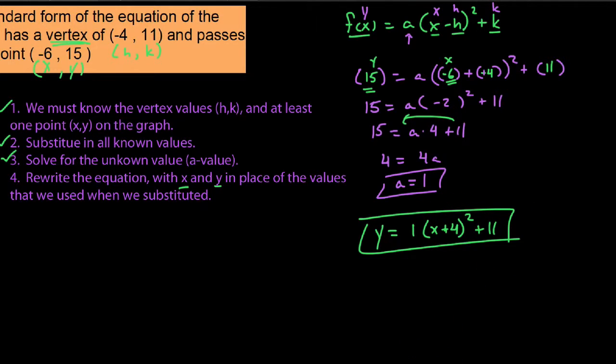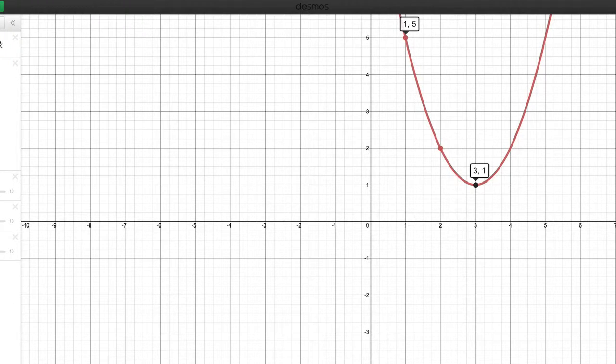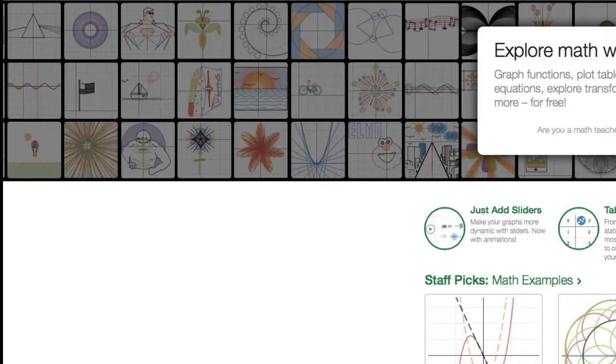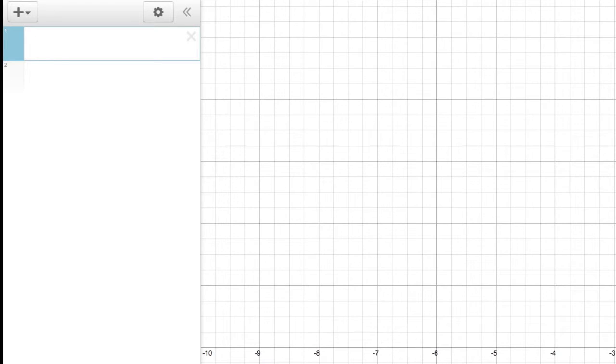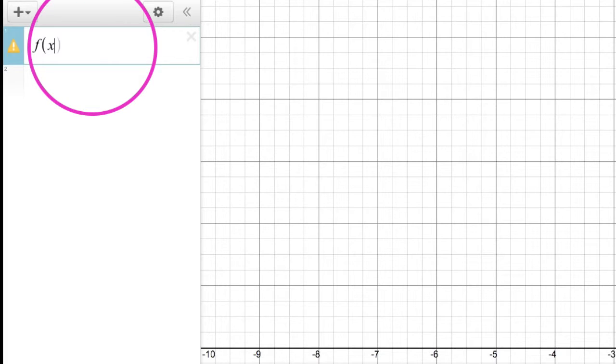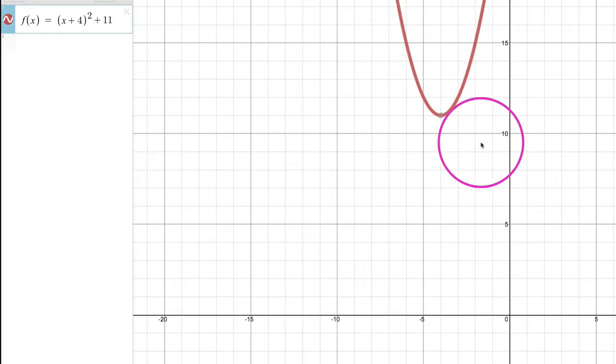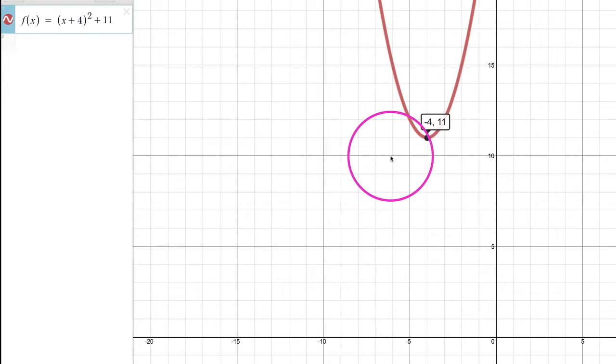What if we were to take a look at the graph of this? We have a vertex of -4, 11. We can actually go and verify that right now. And does it go to the point -6 comma 15? So let's graph this. We have x plus 4. Let's do a new graph here. New Desmos. We'll throw this into projector mode, but we have f of x equals the quantity x plus 4, quantity squared, plus 11. I'm going to need to zoom out a little bit here, but we can see that the vertex does indeed lie at -4, 11.